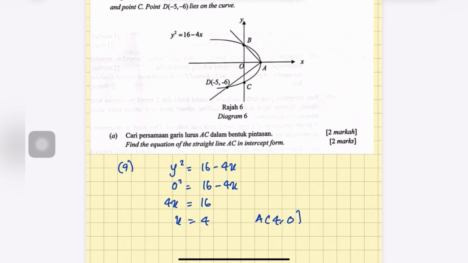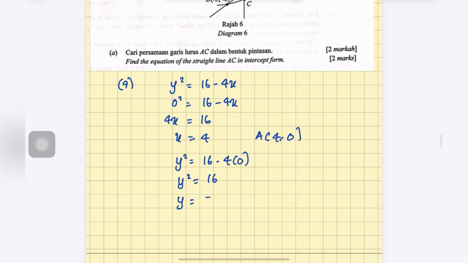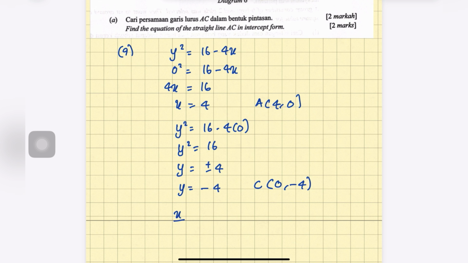Okay, so for coordinate C, C is the y-intercept, so x equals 0. So y squared equals 16 minus 4 times 0. So y squared equals 16. Then y equals plus or minus 4. Okay, since C is below the x-axis, meaning that it is negative. So y is negative 4. So therefore coordinate C is (0, -4). Okay, so we have to find the equation in intercept form. So x over the x-intercept 4 plus, okay, y over negative 4 equals 0.